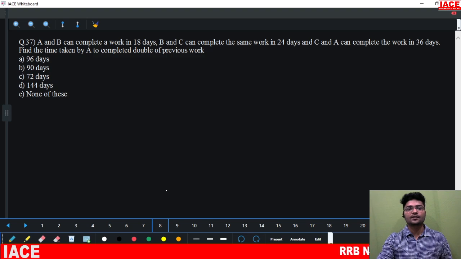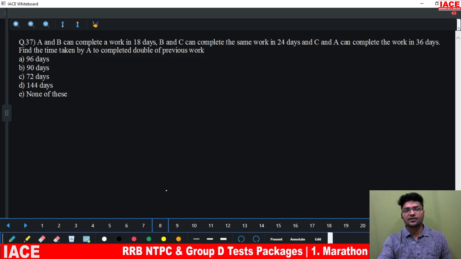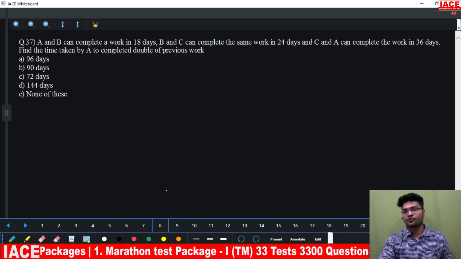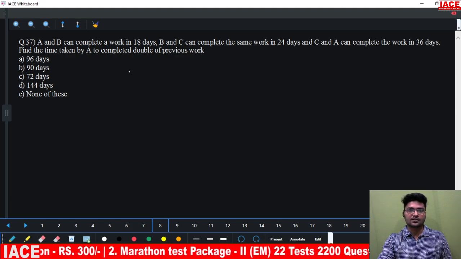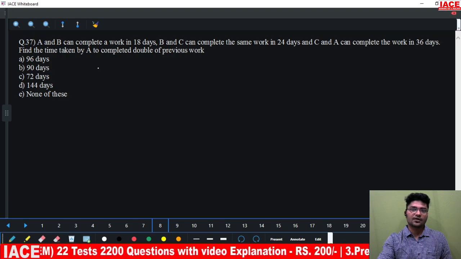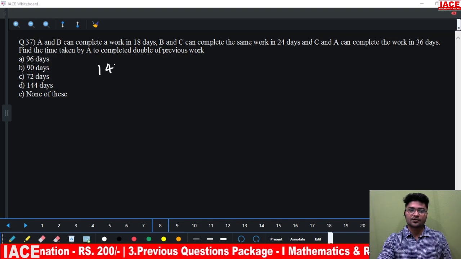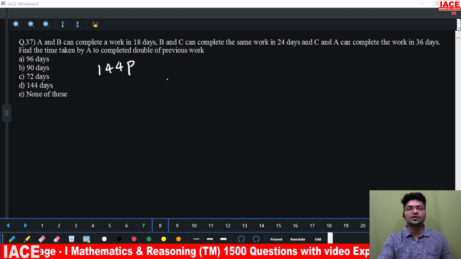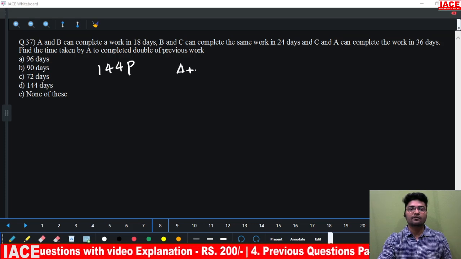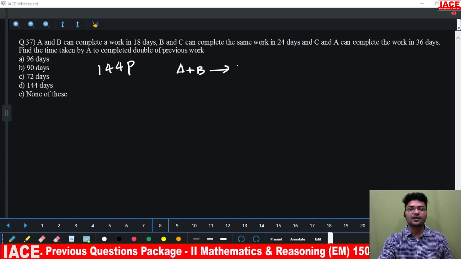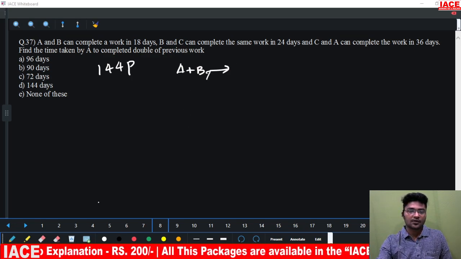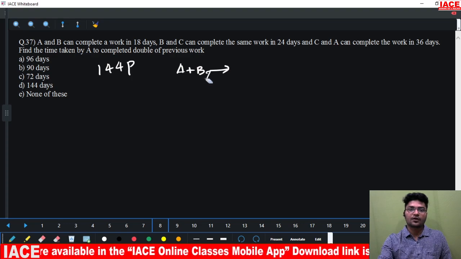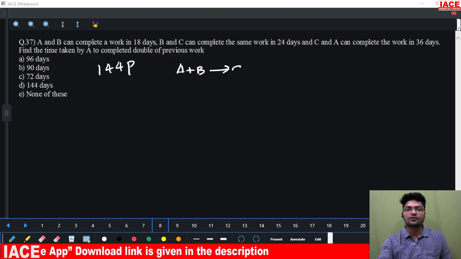A and B can complete a piece of work in 18 days. B and C can complete the same piece of work in 24 days. And C and A can complete the work in 36 days. So I'll take the LCM, let me say the total work is 144 parts. So A and B in one day will complete how many parts? A and B in one day will complete 8 parts.